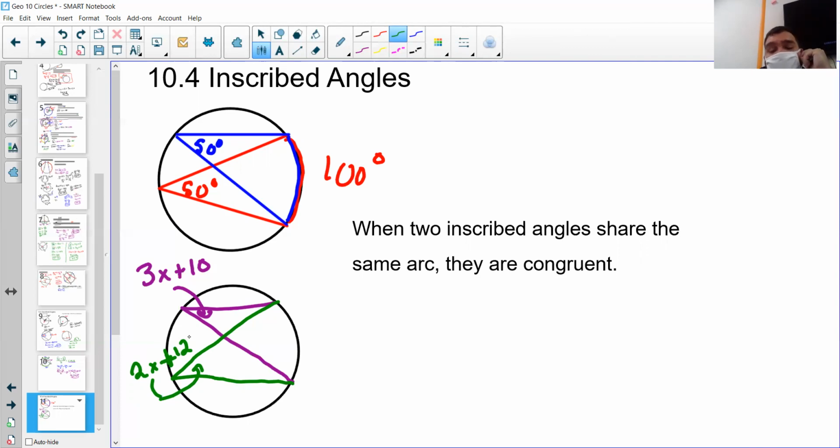Sam, since they're congruent to each other, what can you do with the two formulas? You can what? No, I literally didn't hear you. What did you say? Because they're equal to each other, you could set them equal to each other. So you're going to do 3x plus 10 equals 2x plus 12. A little bit of algebra. X should equal 2.